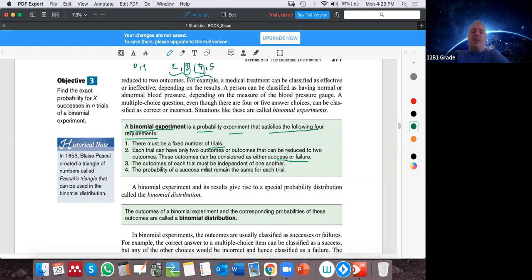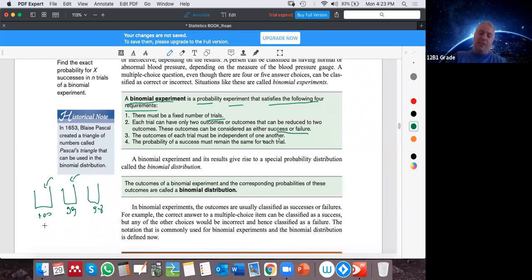Okay, the outcomes of each trial must be independent of another. This is very important. So let's say there are 100 tickets. When you draw one of the tickets, 99 tickets are left. And if you draw another one, 98 tickets are left. So in this scenario, all the probabilities are changing: 100, then 99 in the denominator, then 98. So is this a binomial? No, this is not a binomial.